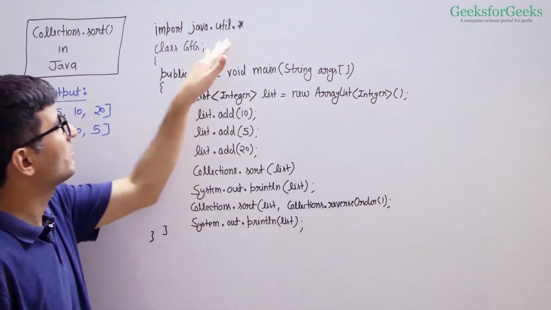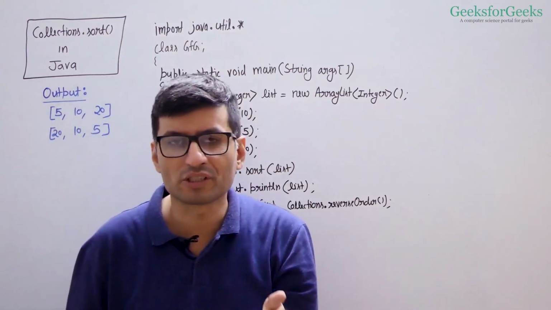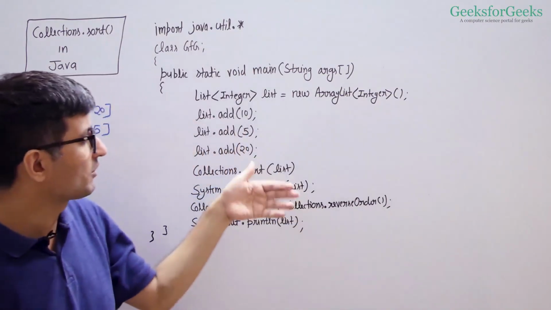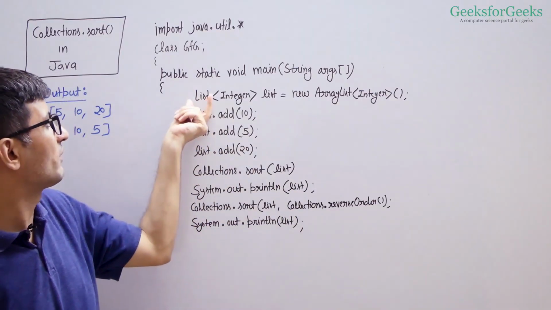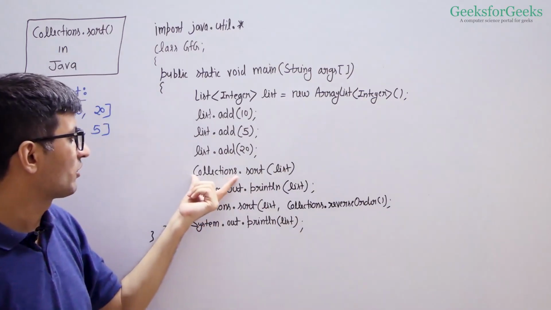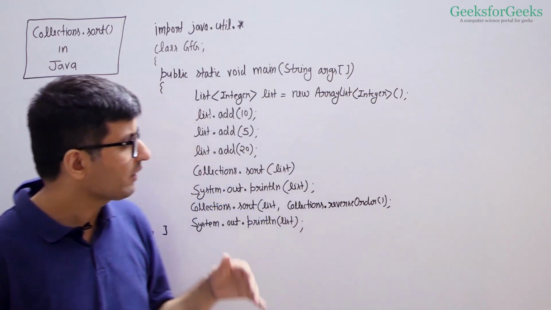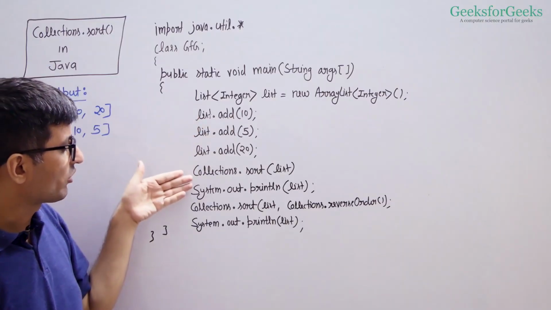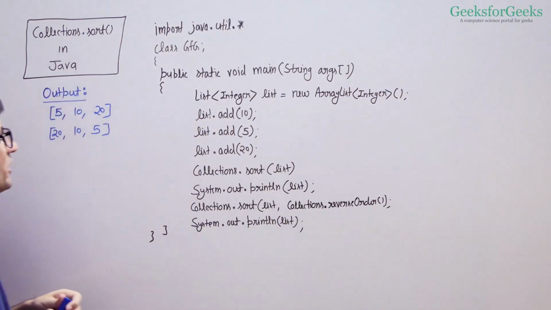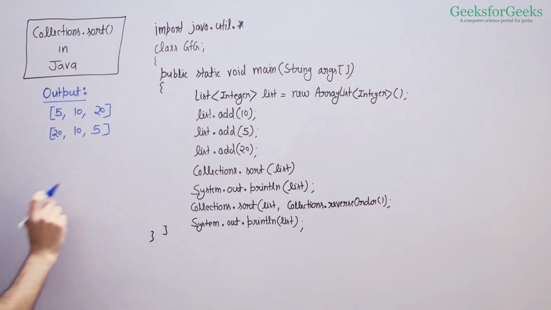So here I have imported java.util.star to avoid writing multiple import statements, because to make this program compile, I need to import java.util.list, java.util.arraylist, and then java.util.collections. So I've written java.util.star. So we added 3 items, we sorted it, and after sorting we are printing it. So what are we going to get? We are going to get 5, 10, 20, which is natural order of these integers.